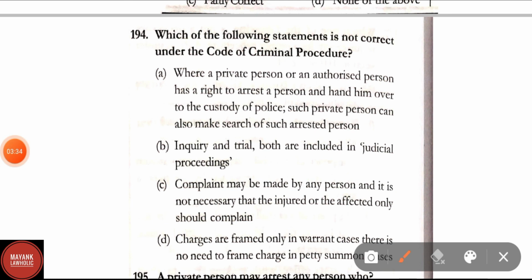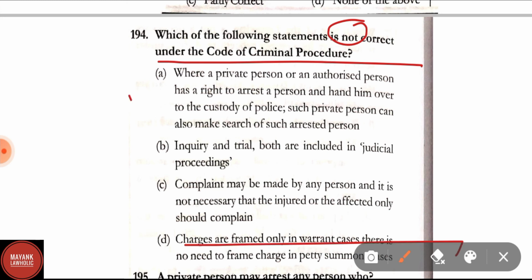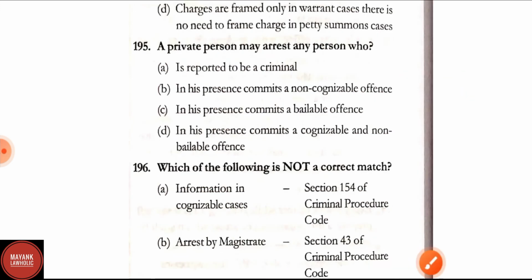Question number 194. Which one of the following statement is not correct under the CrPC? Option A, where a private person or an authorized person has a right to arrest a person and hand him over to the custody of police, such private person can also make search of such arrested person. Inquiry and trial both are included in judicial proceedings. Complaint may be made by any person and it is not necessary that the injured or the affected only should complain. Option D, charges are framed only in warrant case. There is no need to frame charge in petty summon cases. In question number 194, option A is not correct. Other options are correct.